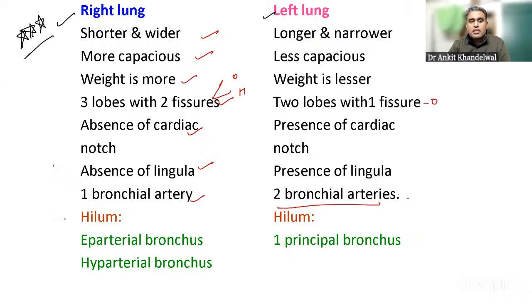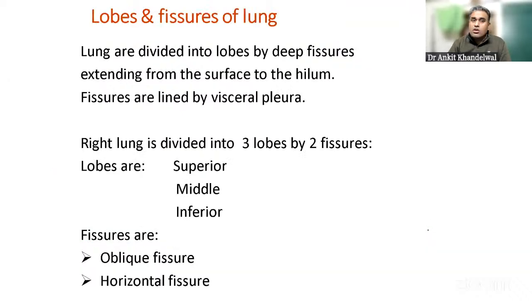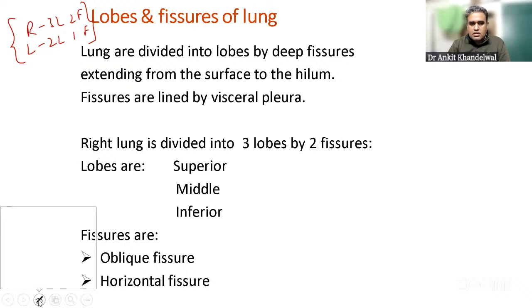You'll see later on. Hilum: there are structures lying in the hilum. Okay. Now lobes and fissures. As we all know, right lung has 3 lobes and 2 fissures. Left lung has 2 lobes and 1 fissure. Okay, make a flowchart, guys. Because of the time constraint right now, I'm going through this a bit fast, but you can make a flowchart of this.